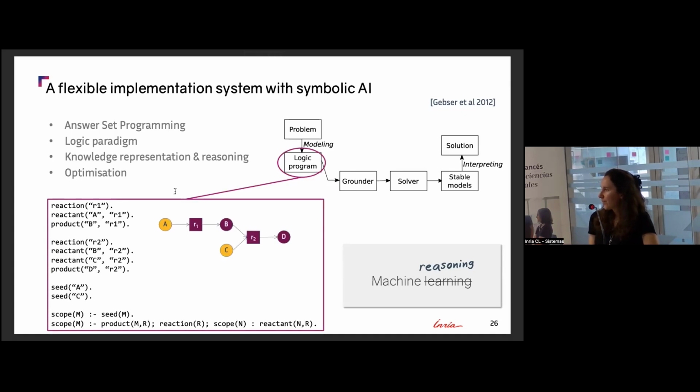So as an example, how can we describe what is reachable in a metabolic network from the description of the environment, the seeds? The first part of the code here describes the reactions. A reaction has a name. Reactions have inputs, reactants. For instance, A is the input to reaction R1. It has products. B is the output of reaction R1. We have the seeds A and C. And we have just two rules to describe the reachability of compounds from the seeds. So it's really efficient. That's not machine learning anymore. That is machine reasoning, and it also supports optimization. So we work a lot with this paradigm.